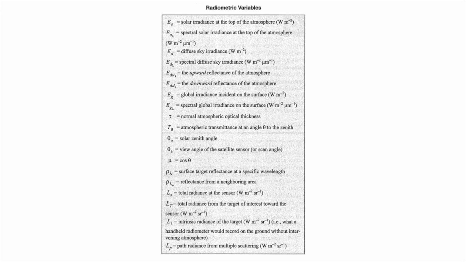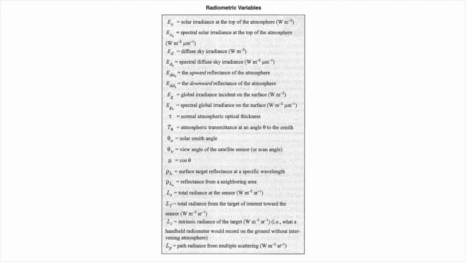And if we have the sub n subscript on that same quantity, it's denoting that we have reflectance that is coming from a neighboring area. The neighboring area is an area that is proximal to or nearby our area of interest, but it is not our specific target of interest.